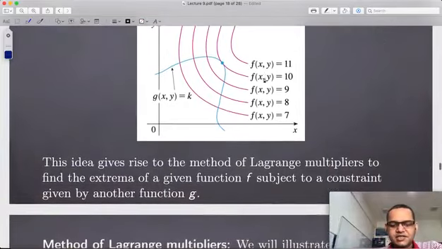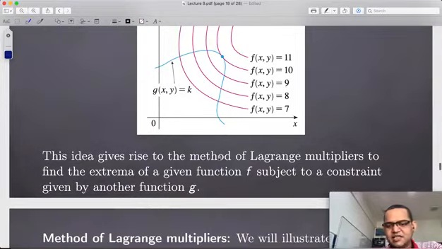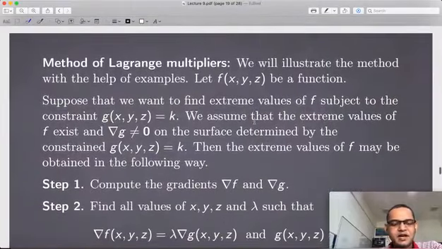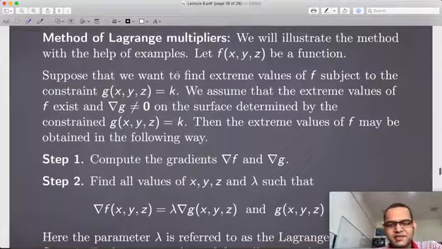Okay, so this idea gives rise to the method of Lagrange multipliers. This is how we are going to apply this method. As I said, we are going to do this with some examples, sometimes for functions of 2 variables, sometimes for functions of 3 variables. As always, if I am writing a definition for 2 variables or 3 variables, the corresponding definition should be written for the other.